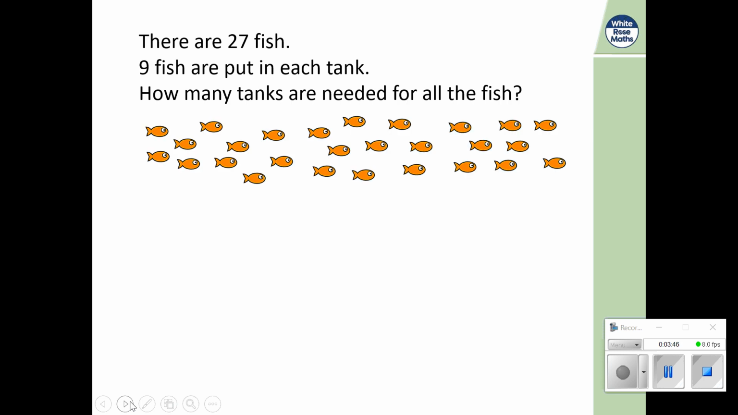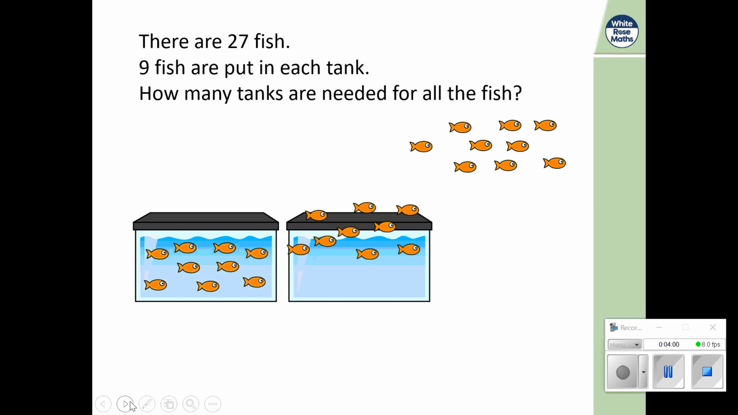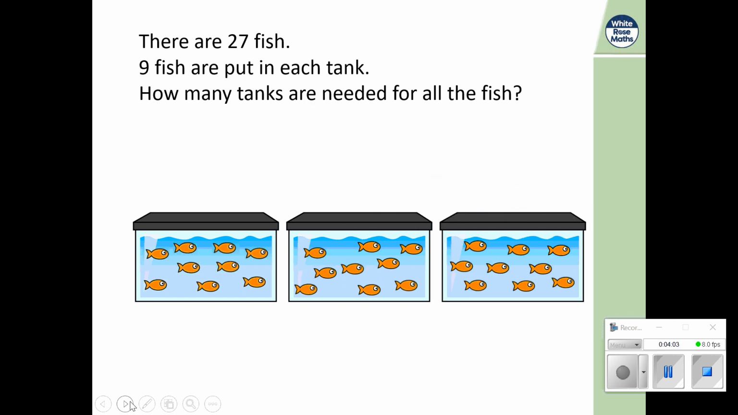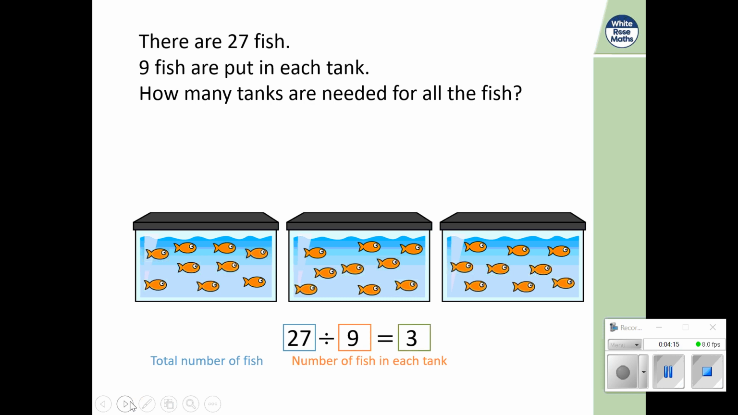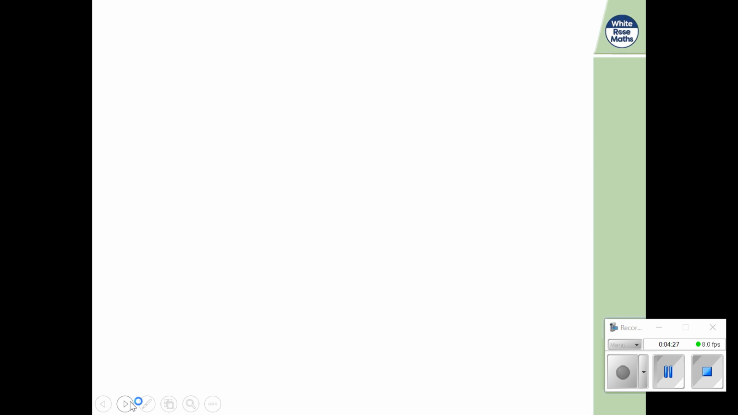Let's look at it another way. There are 27 fish, 9 fish are put in each tank. How many tanks are needed for all the fish? So it's the same question, just using grouping this time. There's one tank of 9, there's another tank of 9, and there's another tank of 9. 3 groups of 9 fish. 27 divided by 9 is 3. 27 is the total number of fish. 9 is the number of fish in each tank. And 3 is the number of tanks. And there you go. We have got sharing and grouping, 2 different ways to answer multiplication and division questions.